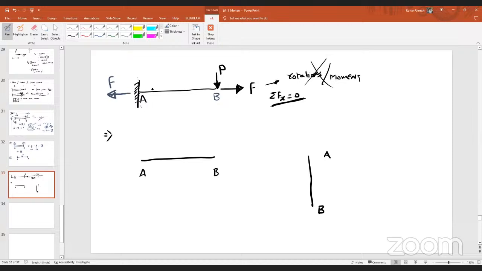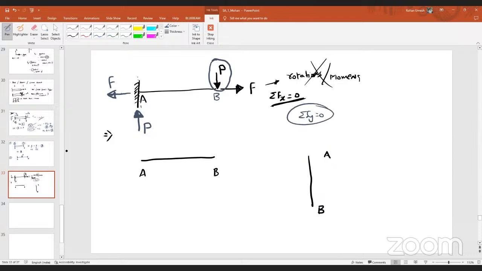Without any equations, by looking at this problem, I can say there is some vertical load force P acting in the downward direction. How can I balance it? I can balance it by applying the same force in the opposite direction. So here at point A, I will apply a force of magnitude P, but in the opposite direction. Now, summation Fx is satisfied and summation Fy is also satisfied.